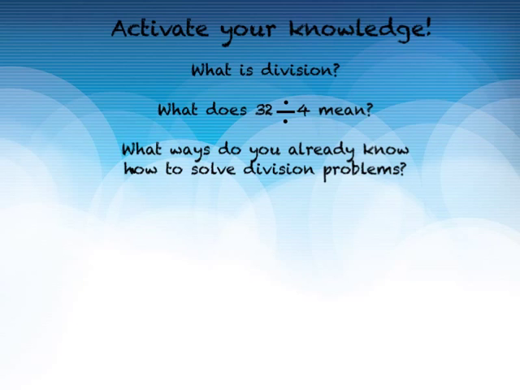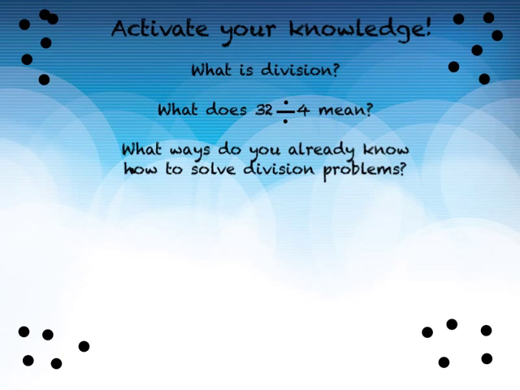There are 4 corners on this screen, so I'm going to use the 4 corners as my 4 groups and see how many would be in each group if we had 32 altogether into 4 equal groups. 1, 2, 3, 4, 5, 6, 7, 8, 9, 10, 11, 12, 13, 14, 15, 16, 17, 18, 19, 20, 21, 22, 23, 24, 25, 26, 27, 28, 29, 30, 31, 32.